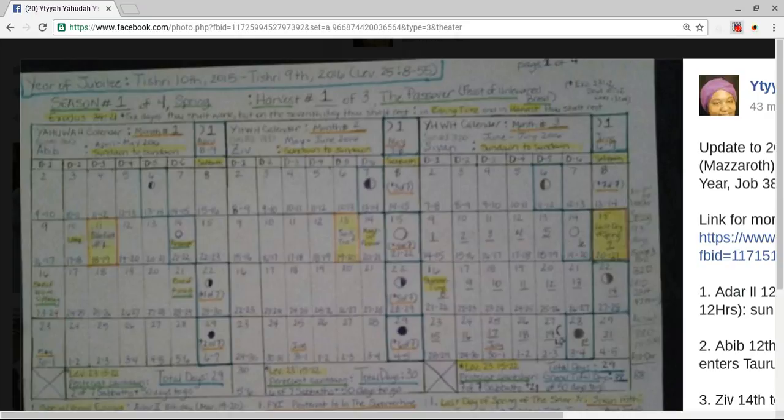And the total number of days I got from Zen, the 14th day, to Sivan, the 15th day, was 32 days. The actual timing of that was 31 days, 23 hours, and 47 minutes. So when you're looking for the signs and when the sun entered these signs, this is very important for you to remember. And watch that first video again.